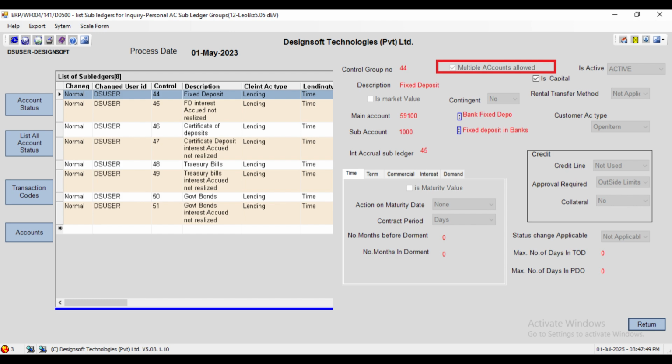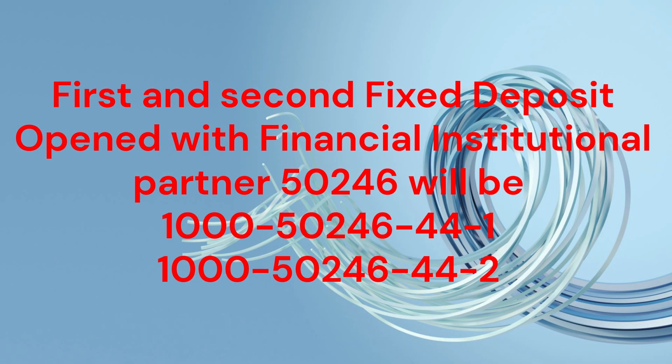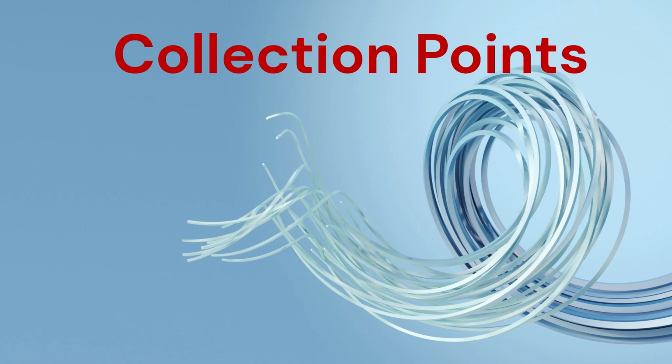In the case of fixed deposits and other bank accounts, there would be multiple accounts with them, each having a different open date, maturity date if applicable, interest rates, etc. Each account will be identified by an account sequence number. First and second fixed deposits opened with financial institution partner 50246 will be 1000-50246-44-1, 1000-50246-44-2.